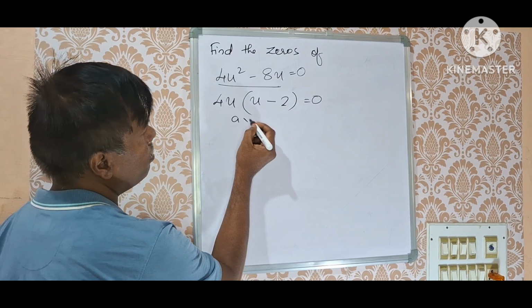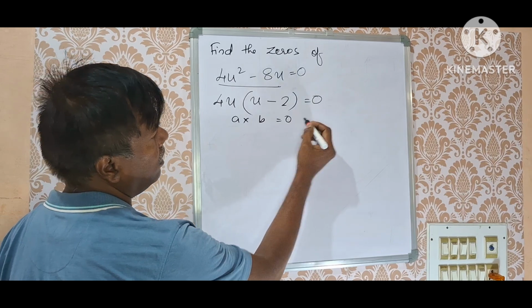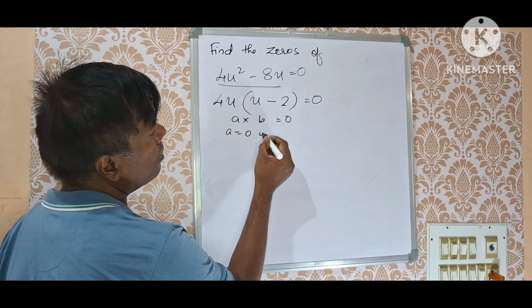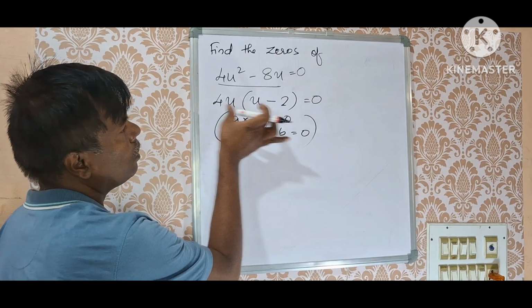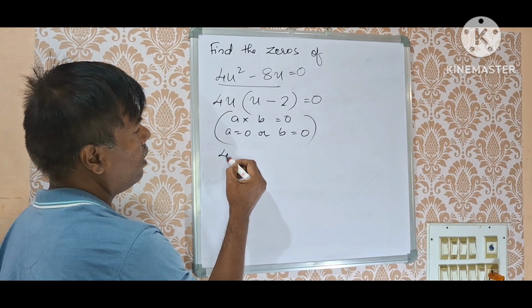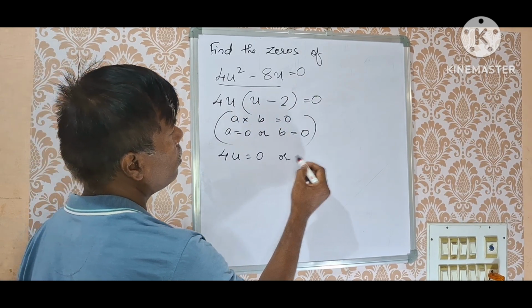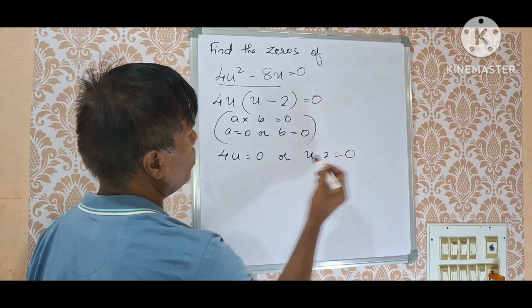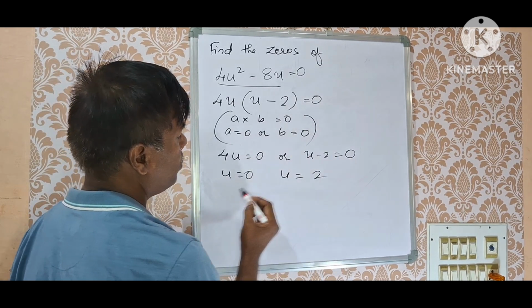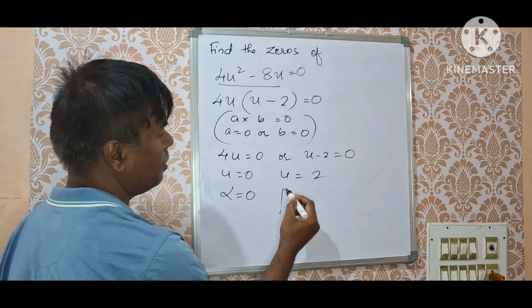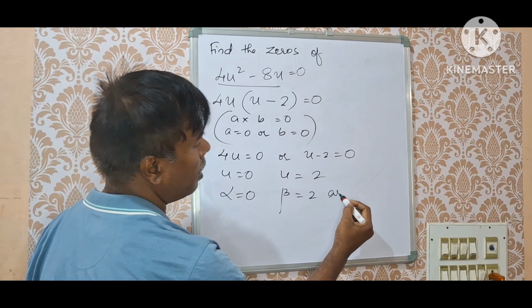If a into b equals 0, either a equals 0 or b equals 0. In the same way, if 4u into (u minus 2) equals 0, either 4u equals 0 or u minus 2 equals 0. That means u equals 0 or u equals 2. That means alpha equals 0, beta equals 2 are the zeros of the polynomial.